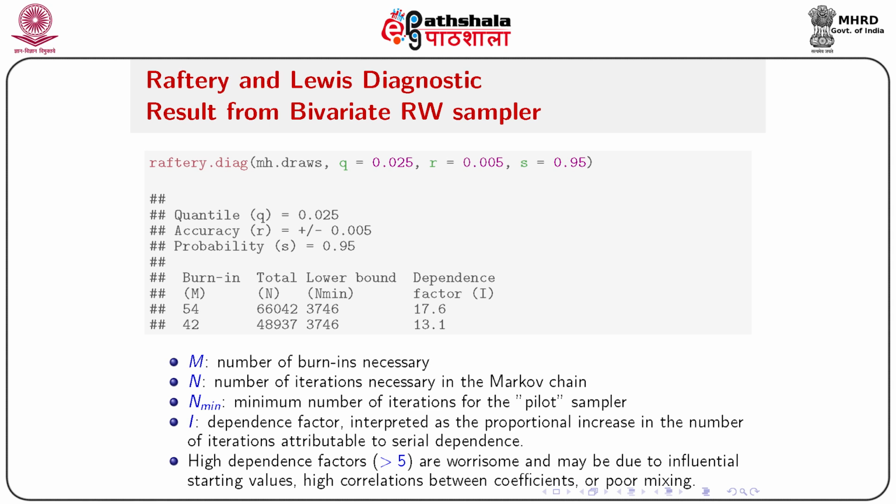The interpretations are below. M is the number of burn-ins necessary, N is the number of iterations necessary in the Markov chain, N minimum is the minimum number of iterations for the pilot sampler, and I, the dependence factor, is interpreted as the proportional increase in the number of iterations attributed to the serial dependence. A high dependence factor greater than 5 is worrisome and may be due to influential starting values, high correlation between coefficients, or poor mixing.